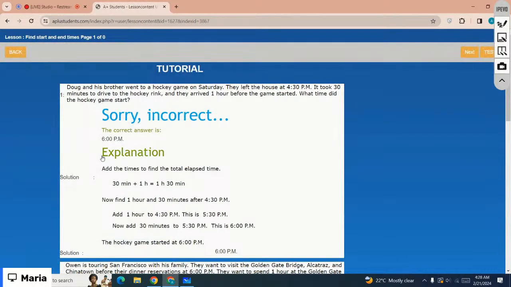Okay, let's just start with the first one. Just listen to me carefully. Dog and his brother went to a hockey game on Saturday. They left the house at 4:30 p.m. It took 30 minutes to drive to the hockey rink and they arrived 1 hour before the game started. What time did the hockey game start? So, which is the correct option?